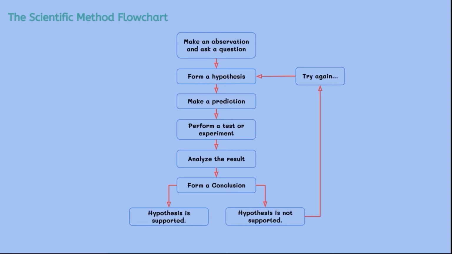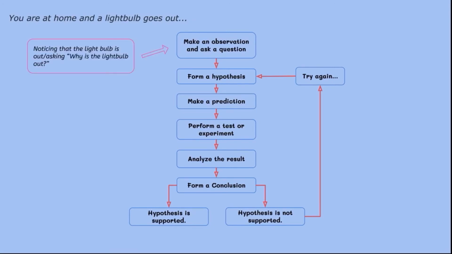For example, say you are at home and a light bulb goes out. Noticing that the light bulb is out is an observation. Then you would naturally ask, why is the light bulb out? After that, you would come up with possible guesses or hypotheses. For example, you may hypothesize that the bulb has burned out and make a prediction that replacing the bulb will turn the light back on.